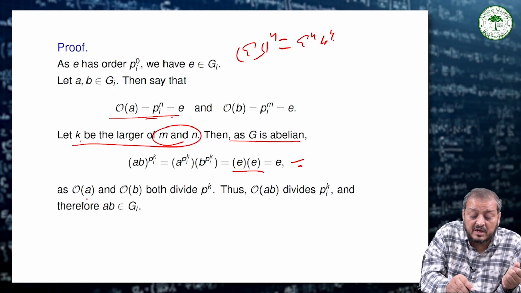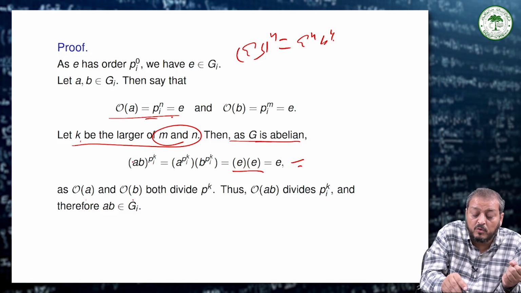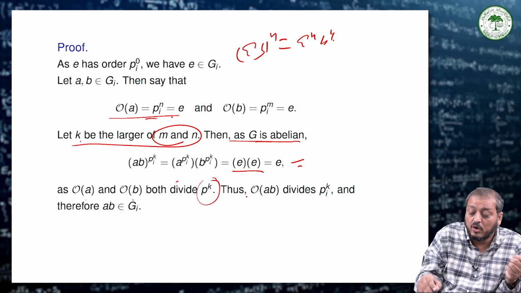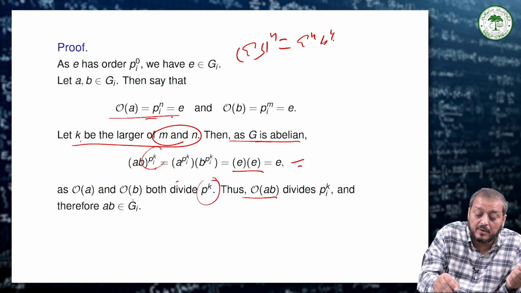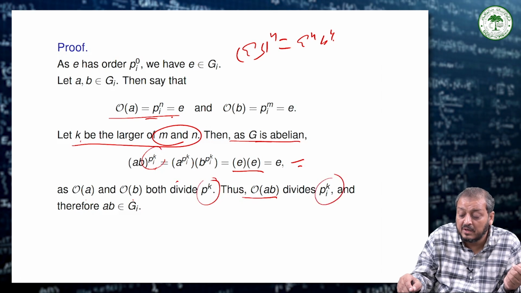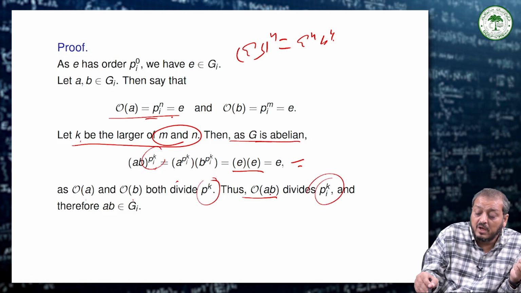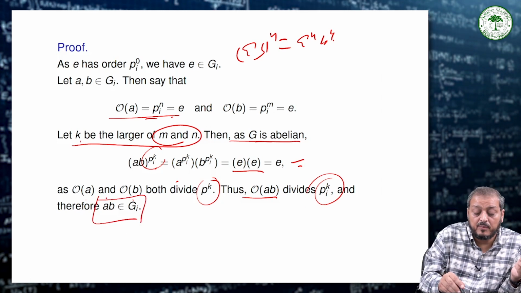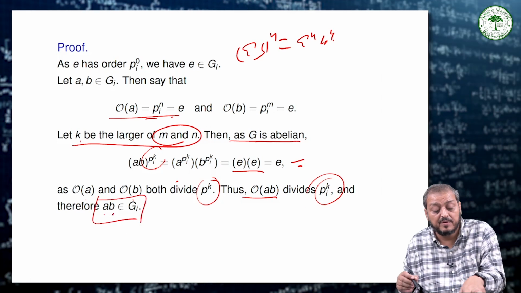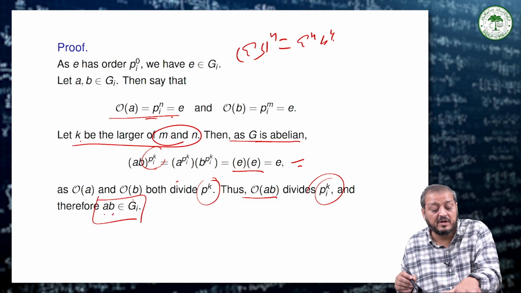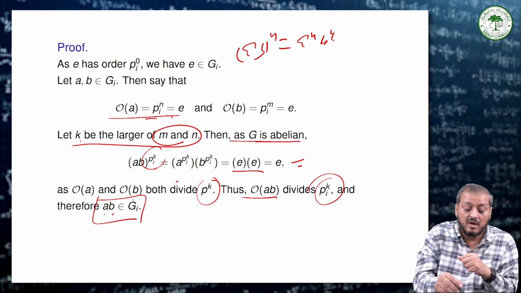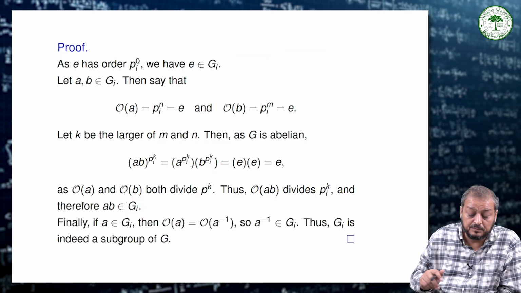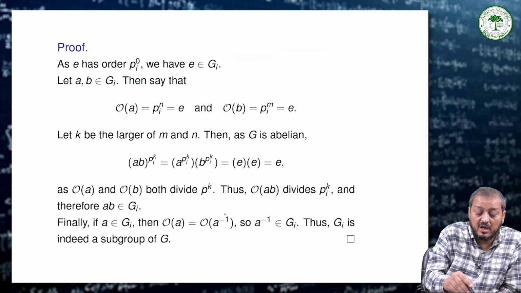Then we can say that as the orders of A and B both divide pi to the power k, the order of AB must divide pi to the power k, and therefore by the Gi property AB is an element of Gi. This means A and B in Gi gives AB in Gi. Now finally we take the inverse.